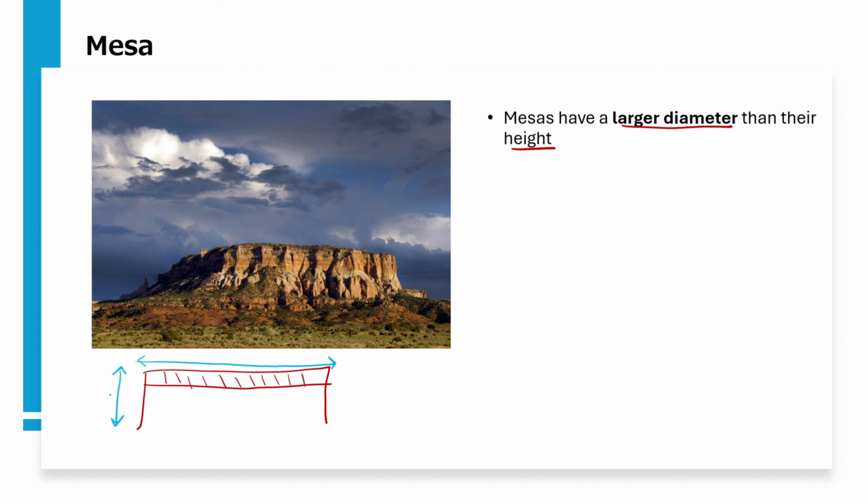So maybe this mesa is 10 meters high, but it has a diameter of something like 50 meters. So it is 50 meters wide, that is its diameter, but its height is only 10 meters. You can even compare this just by seeing it, that from here to here, it's a bigger distance than the height of the mesa. So mesas have got a larger diameter than their height.